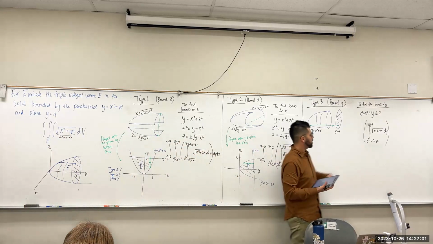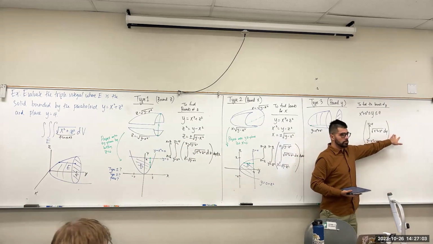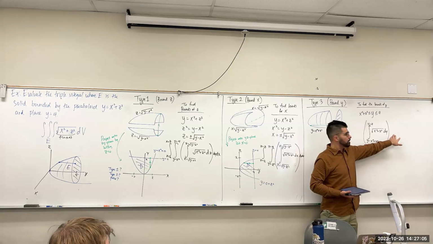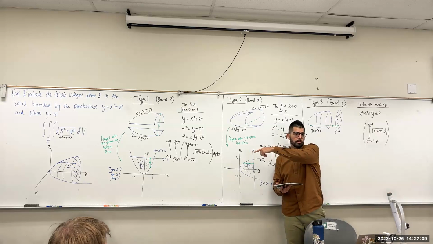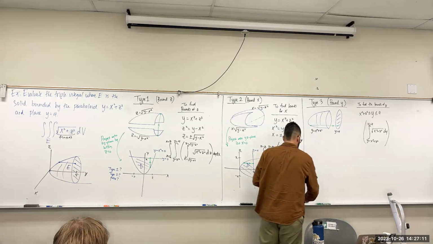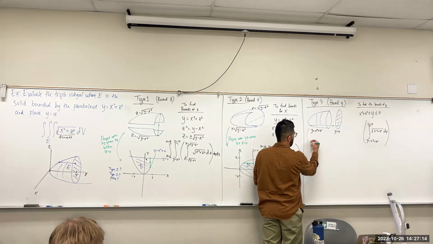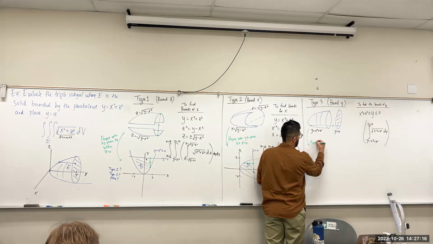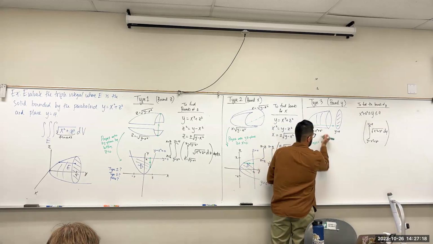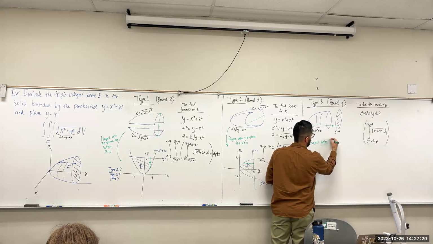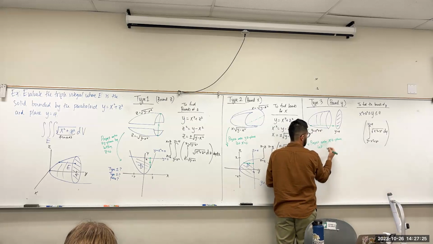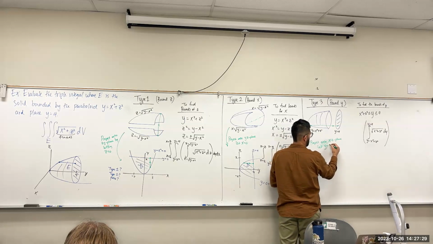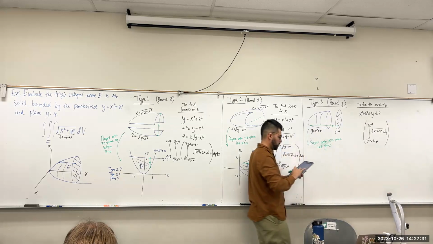Okay. We have these bounds. What are the next two variables? X and Z. So what are we going to do to that solid? Project it onto the XZ plane. We're going to project onto the XZ plane by letting y equal 0. Y is equal to 0. Okay?